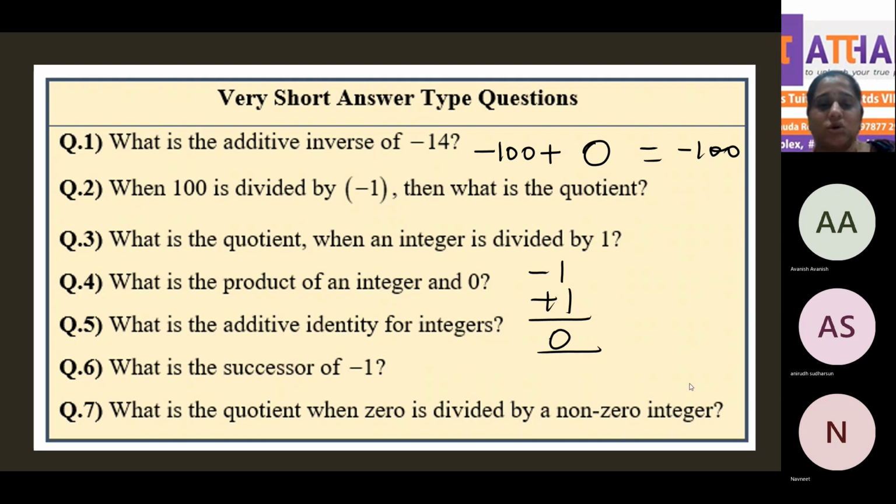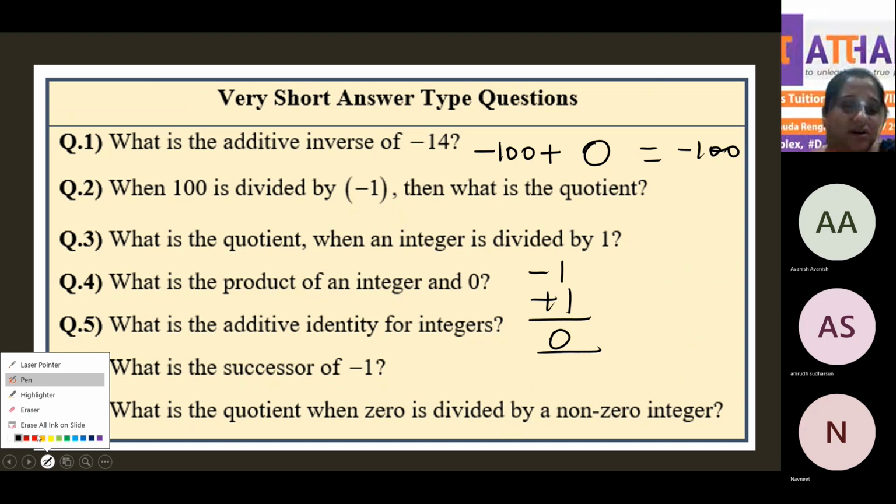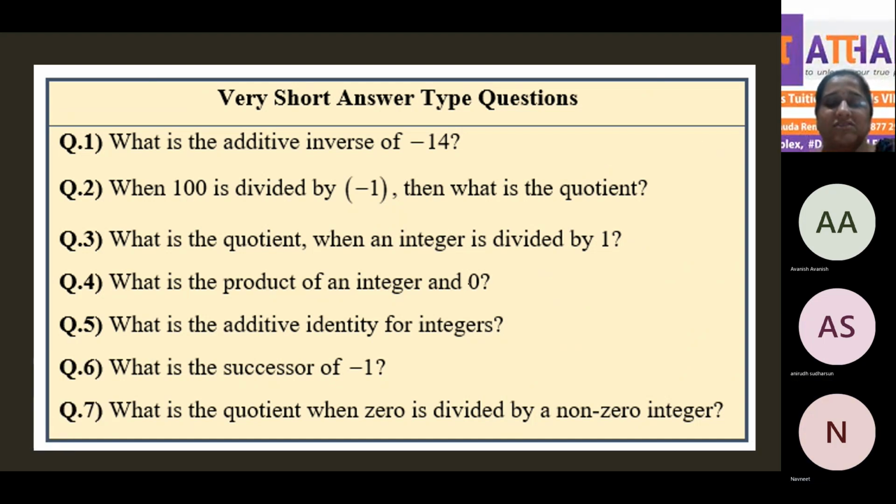Next one. What is the quotient when 0 is divided by a non-zero integer? Let's write an example. What is the quotient when 0 is divided by a non-zero integer like 5? What is the quotient?